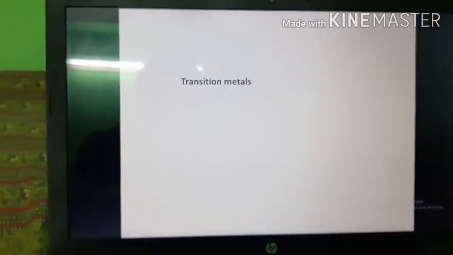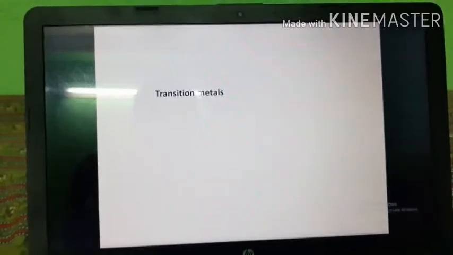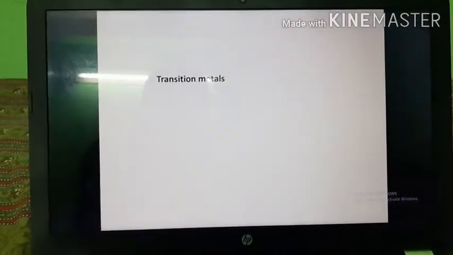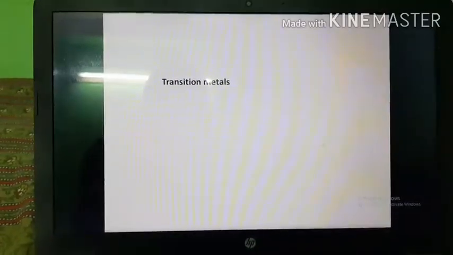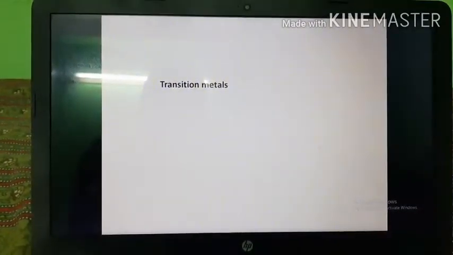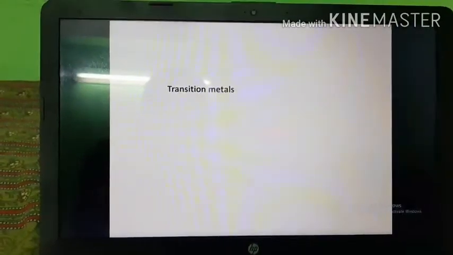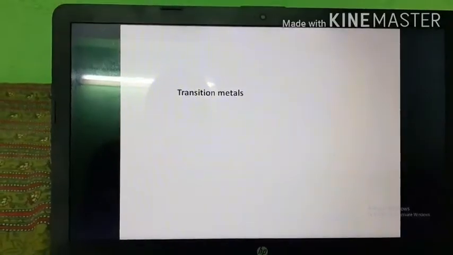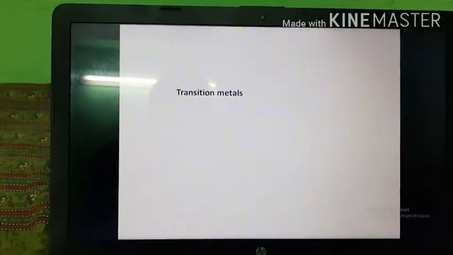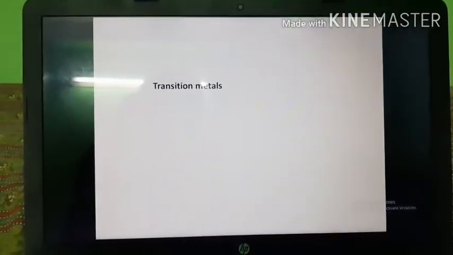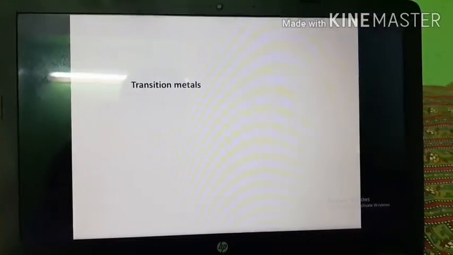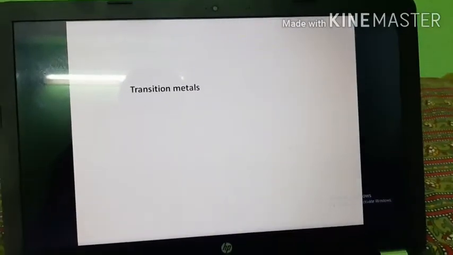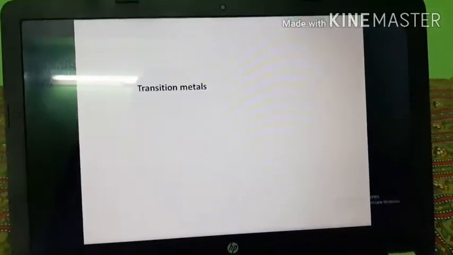Once again, I am discussing the transition metals. Those elements in which the last electron enters the incompletely filled 3d subshell, as well as the outermost shell being incompletely filled. But in other cases, if the element has an incompletely filled d subshell in any stable oxidation state, that is also known as a transition element.